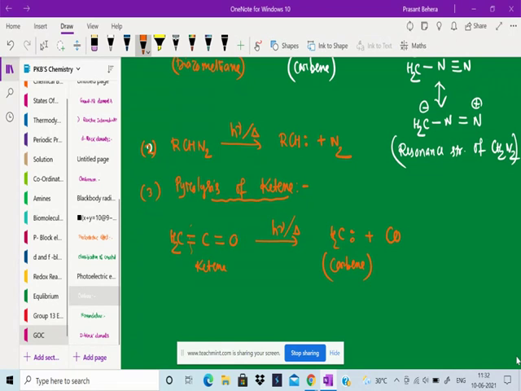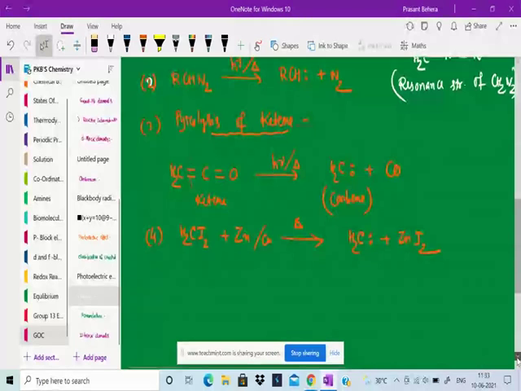Similarly, another method: treatment of diiodomethane, CH2I2, with zinc-copper couple. Diiodomethane undergoes reaction with zinc-copper couple, and we get carbene.